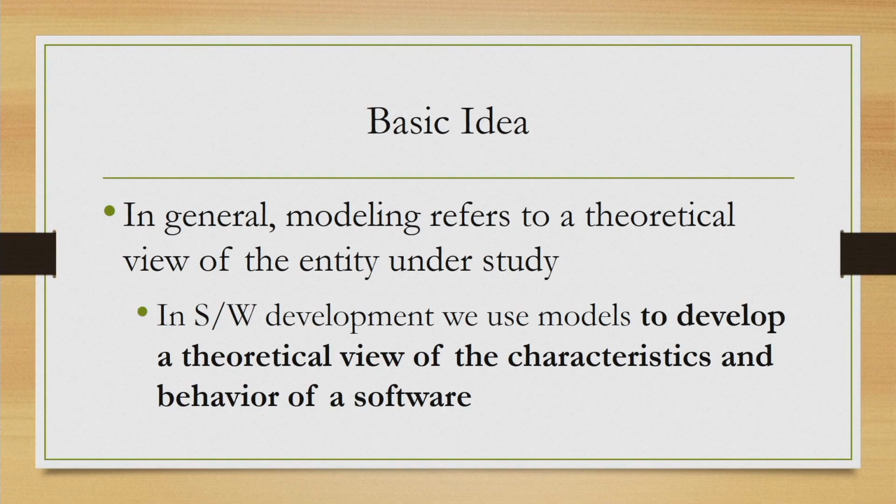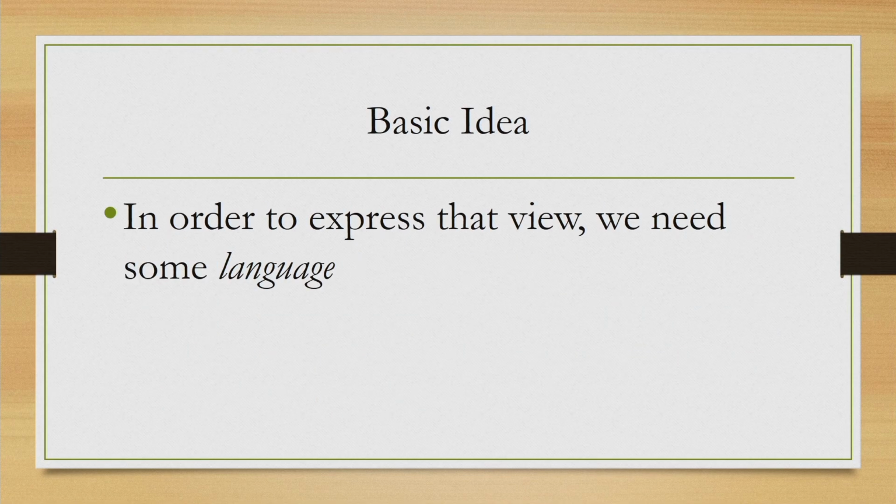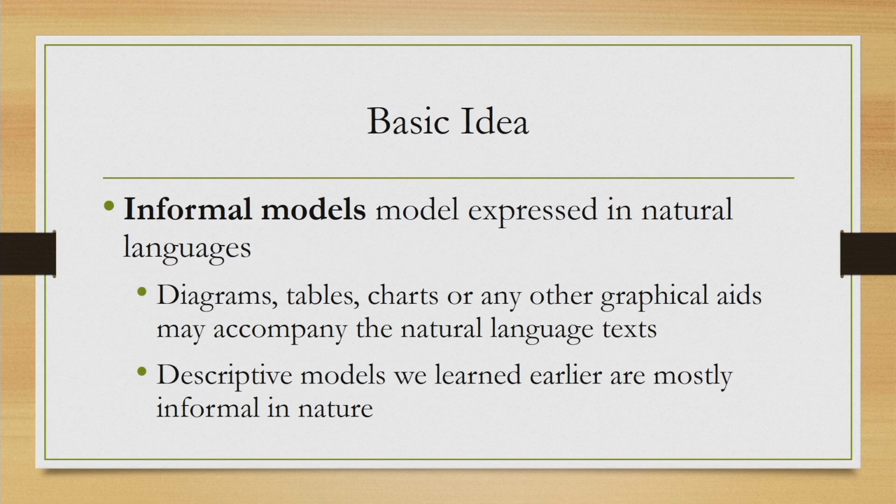So, when we talk of models, what do we refer to? We refer specifically to a theoretical view of the entity under study. So, when we talk of a model of a software, we refer to a theoretical view of the software that we are interested to develop. Now, this view needs to be expressed. So, how do we express the view? We express it using some language. Depending on the language that we are using to express the theoretical view of a software system, we can have three types of models, three categories of models.